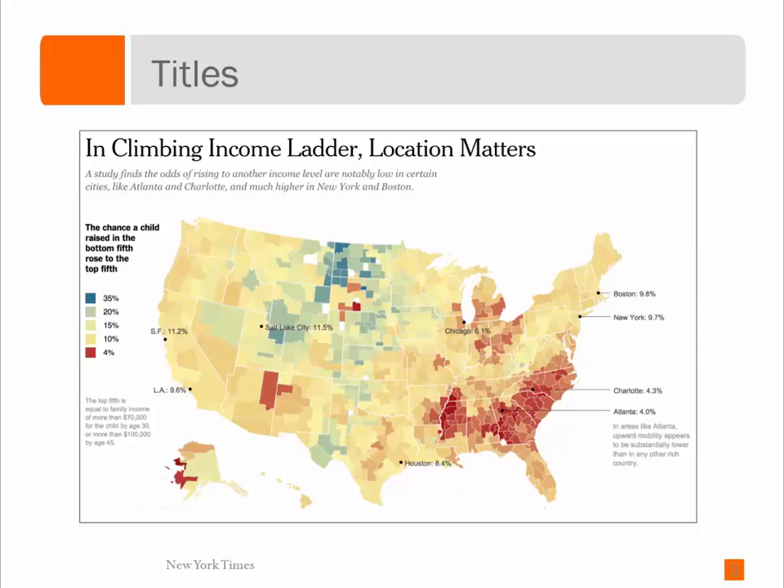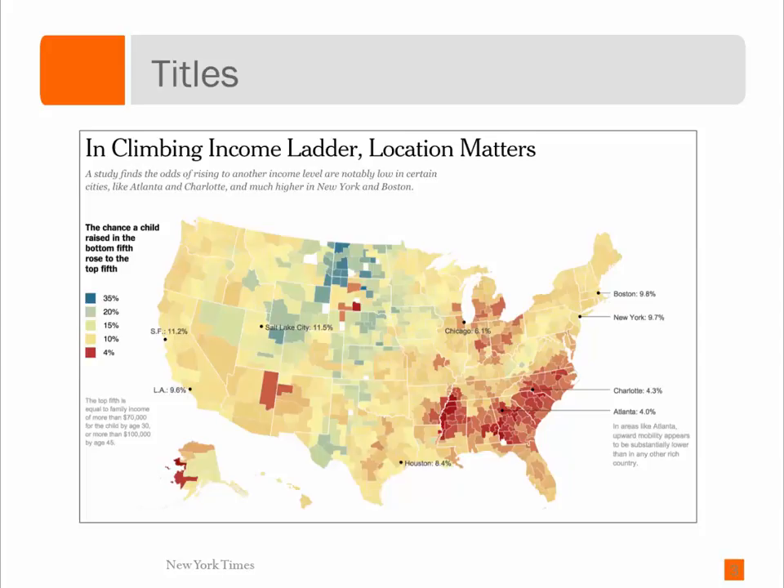So what this map is a measurement of is: if a child was born in the bottom fifth, or bottom 20% of the income level of a population in a county, what is the probability that they will rise to the top fifth? So basically go from the bottom 20% all the way to the top 20%. That's the metric at work here.